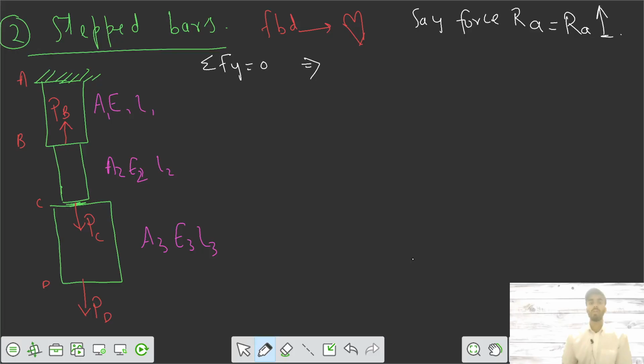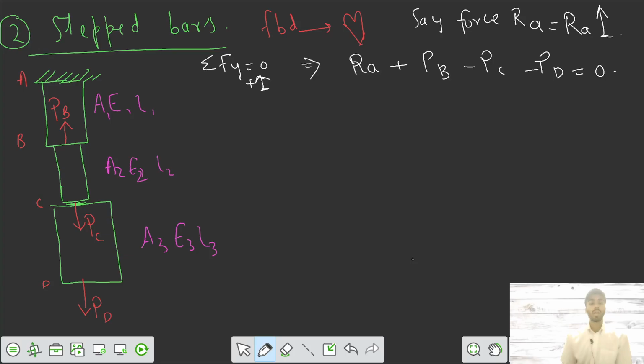See, it's in the upward direction. Then taking positive as upwards, the forces which are in the upward direction, we will take them as positive. Now from the force equilibrium, we say RA plus PB minus PC, it is downwards, and minus PD equals 0. This is your number one equation.